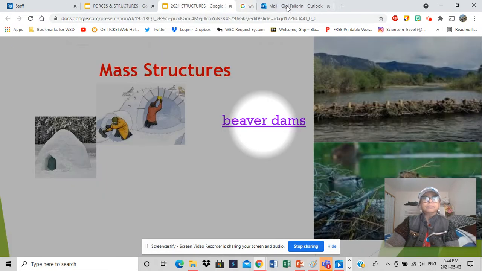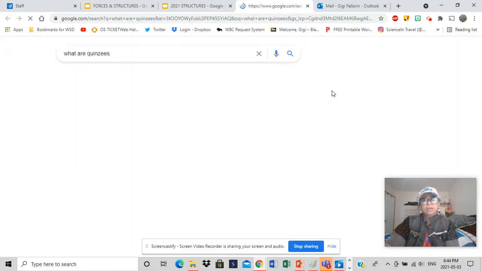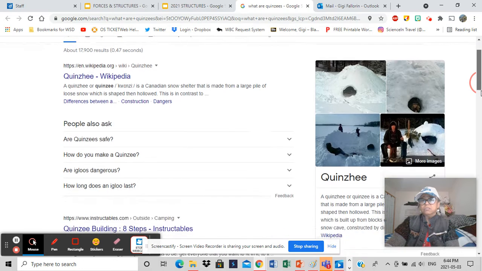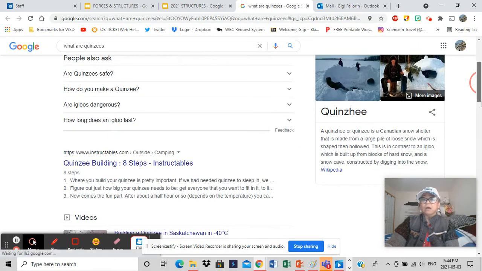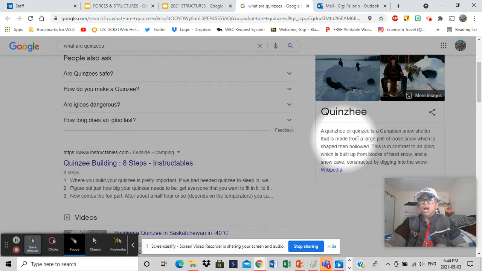Now, how about quincies, right? They kind of look like igloos, so maybe that's what's in your mind right now. But then let's have some contrasts or differences between the two. So, a quincy is a Canadian snow shelter that is made from a large pile of loose snow. This is in contrast with an igloo. An igloo, it says here, would be made up or built from blocks of hard snow.